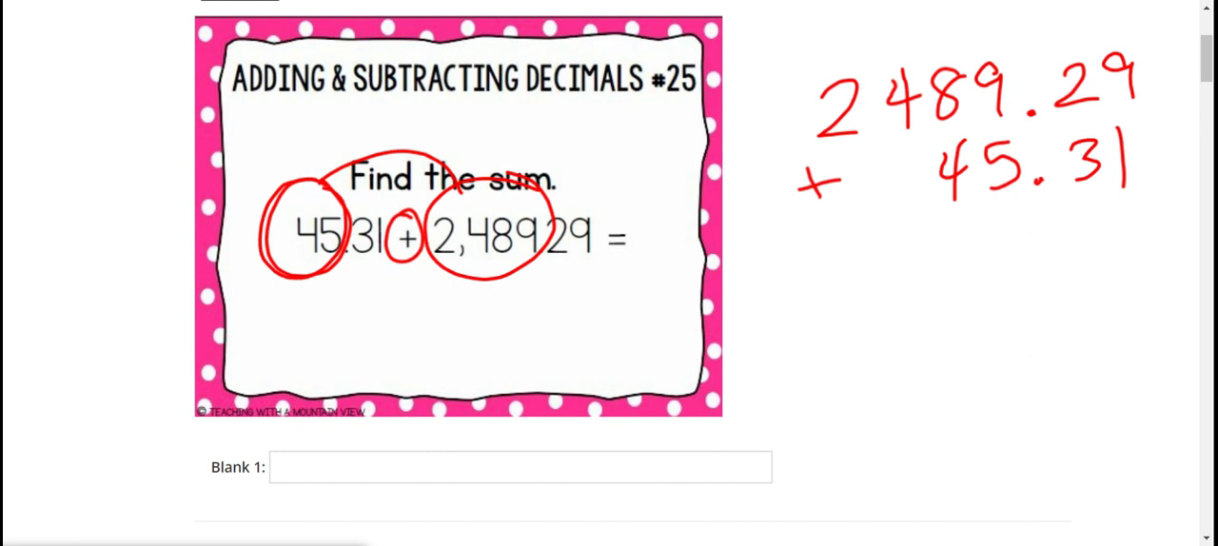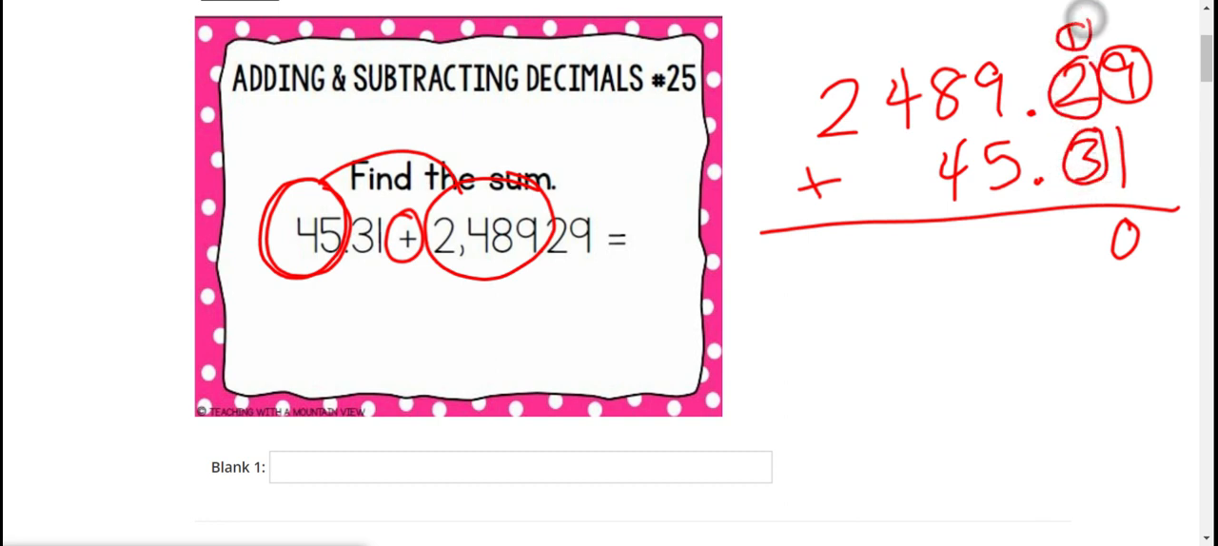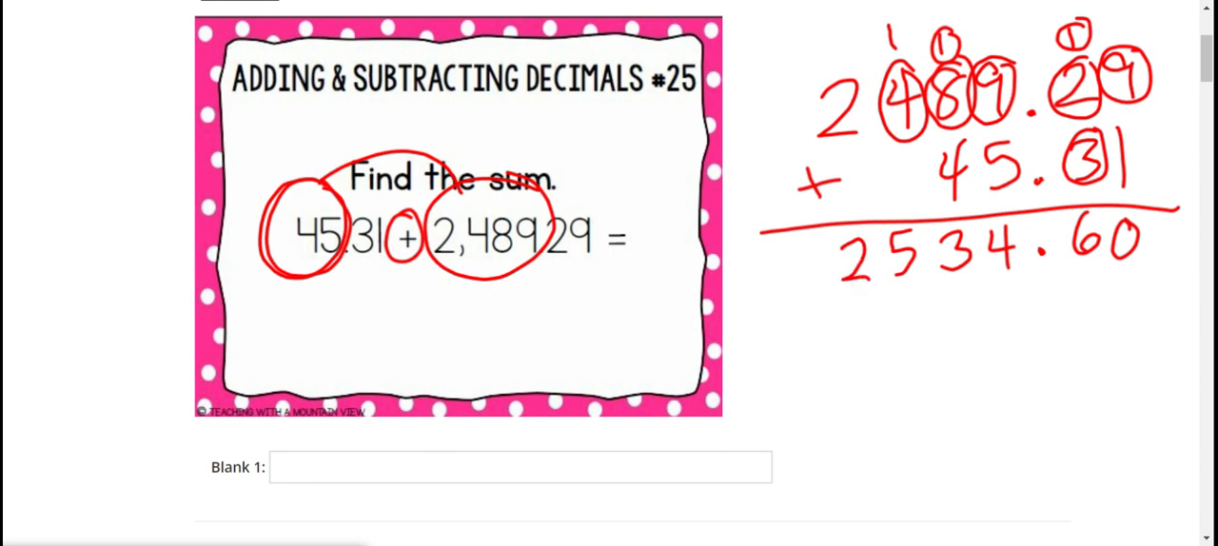So this says find the sum. We're going to add: 9 plus 1 is 10, carry the 1. We got 3, 4, 5, 6. Bring your decimal down. 9 plus 5 is 14, carry the 1. 8 plus 4 is 12, plus the 1 up on top, 13, carry the 1. 4 plus 1 is 5. So down below, you should be filling in 2,534 and 60 hundredths or 60 cents.